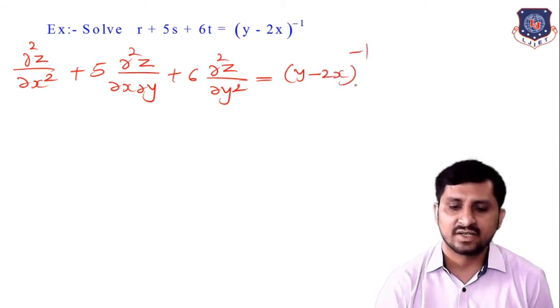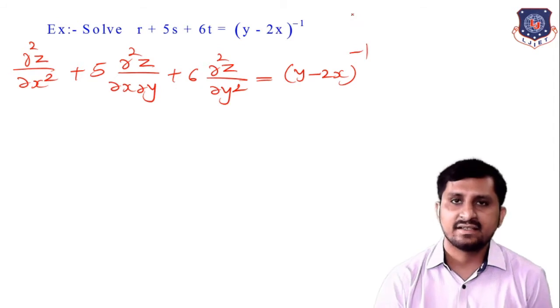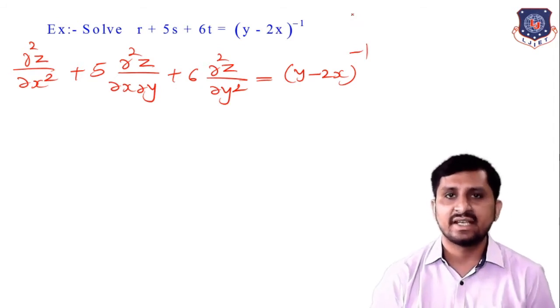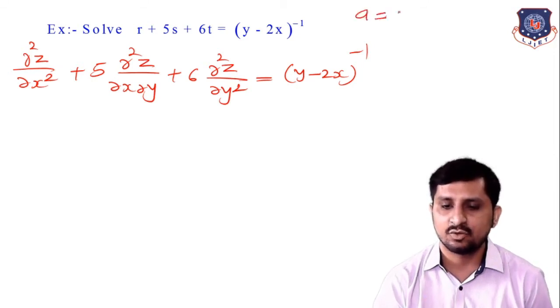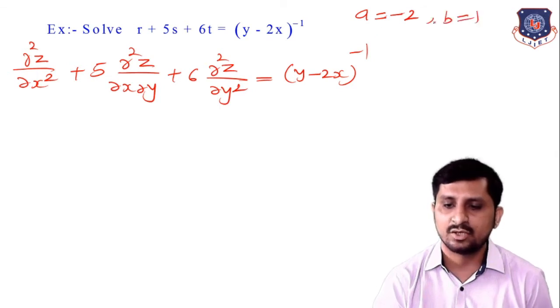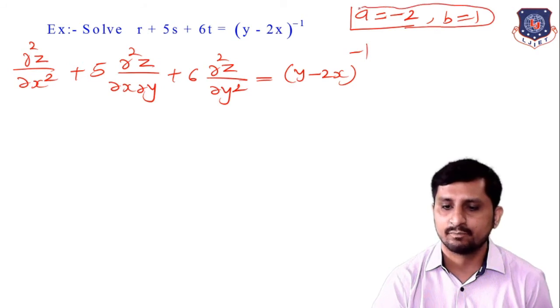So don't forget here we have a. a is equal to minus 2, because we compare with ax plus by. So this is some function g of ax plus by. So a is equal to minus 2, the coefficient of x, and what is your b? b is equal to 1. So don't forget, a is minus 2 and b is equal to 1.